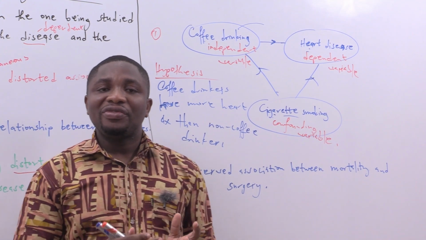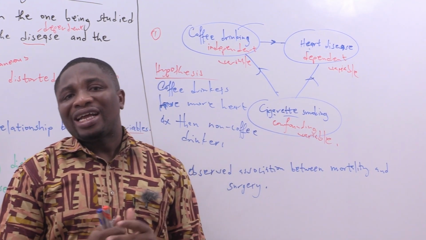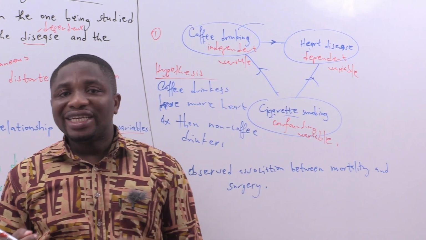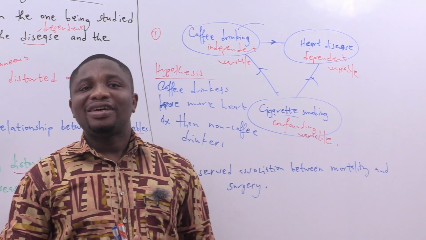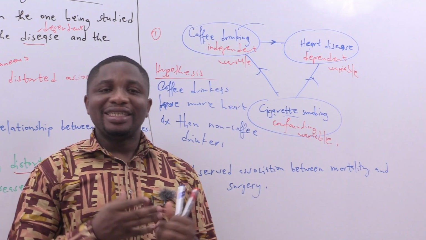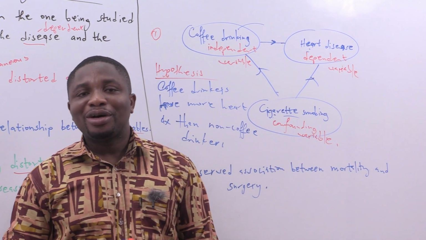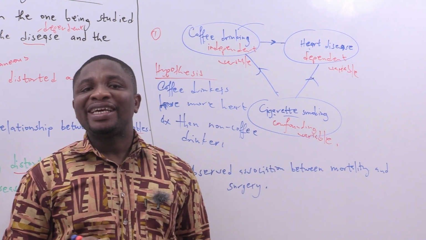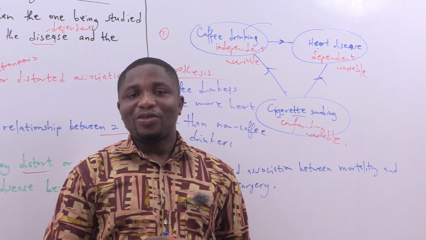That's why we said the confounding variable is a factor other than the factor being studied that has an association with both the disease and the factor being studied, where the disease is going to be the dependent variable and the factor being studied is going to be the independent variable. So that is one of the examples.